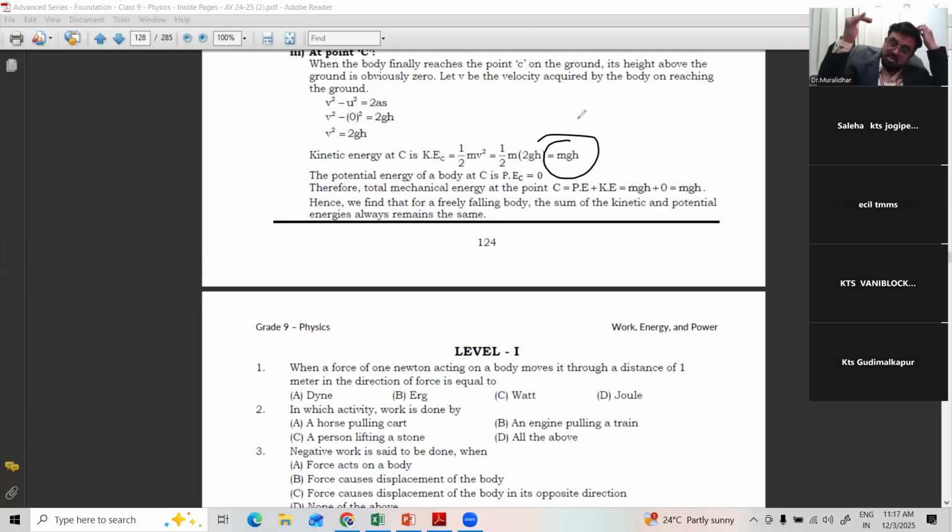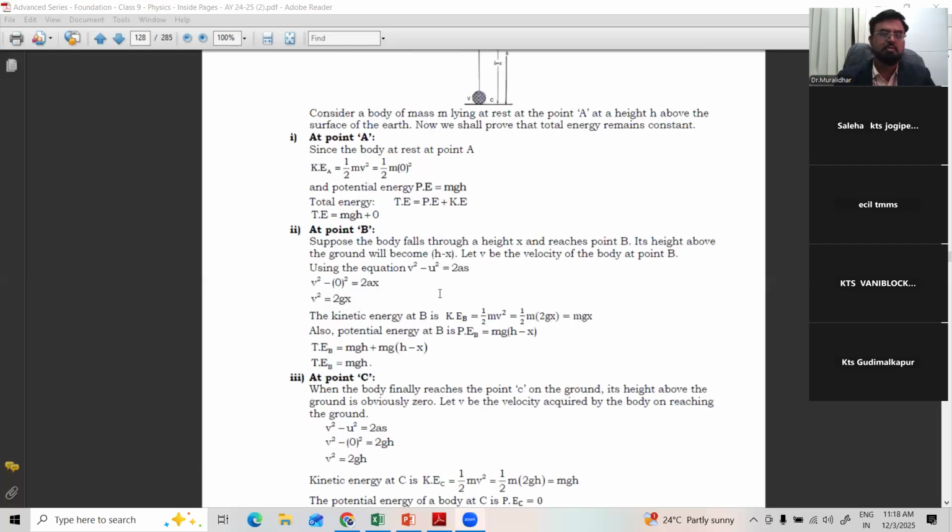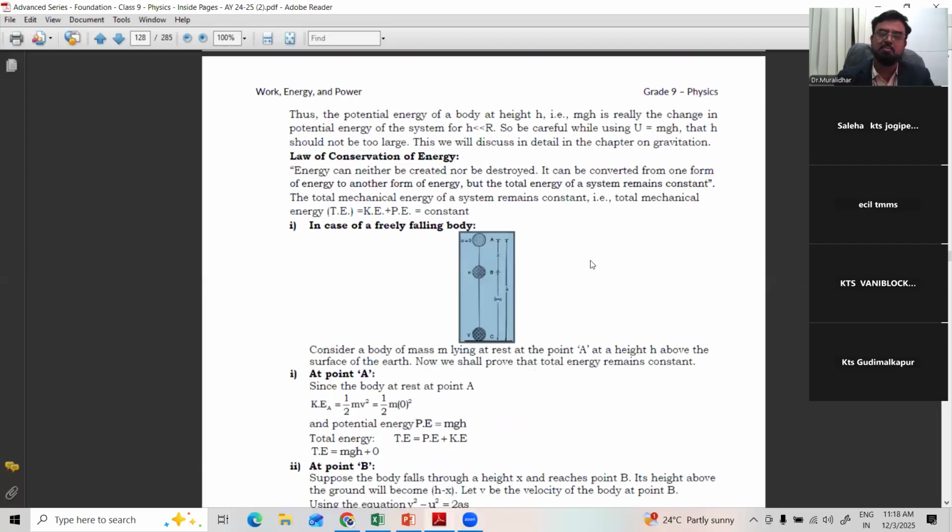In the first case, potential energy is maximum, kinetic energy is 0. In the second case, both have some value. In the third case, potential energy is 0 and kinetic energy is mgh. So overall, the total energy in a system remains constant. That is called the law of conservation of energy. For that, you can give so many examples.